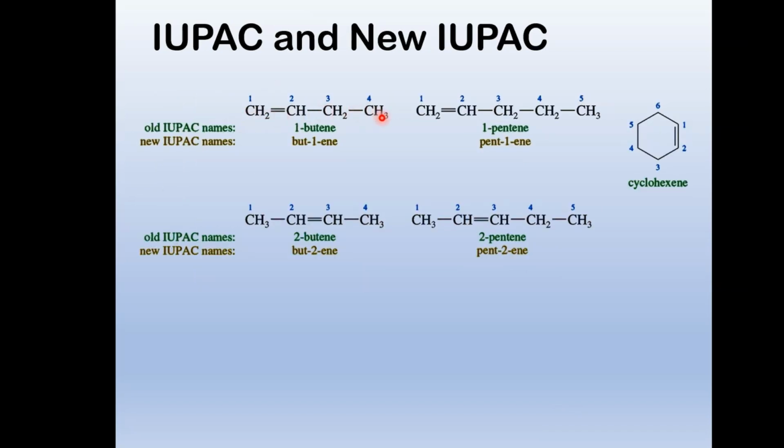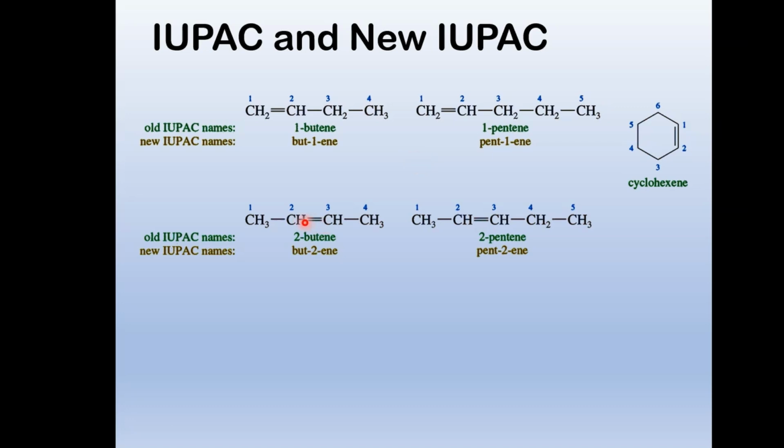So here we go. 4-carbon chain. Double bond starts at carbon number 1. So I like to call this 1-butene. I like that better than but-1-ene. And I guess that's because I'm old. So I like the old IUPAC. There's a 5-carbon chain, double bond there, 1-pentene.